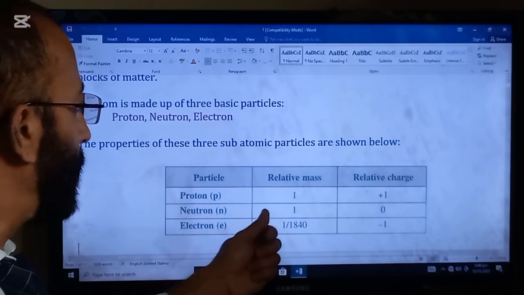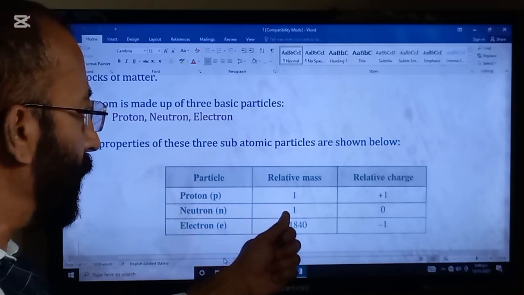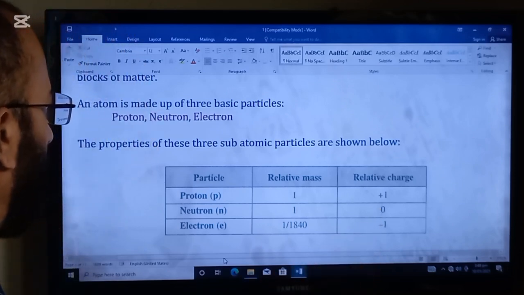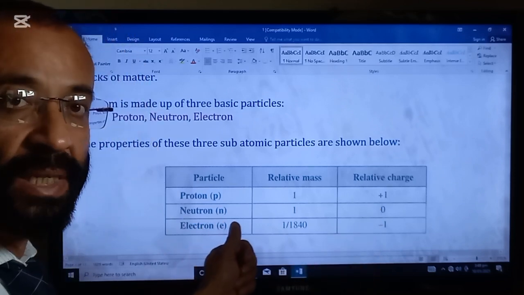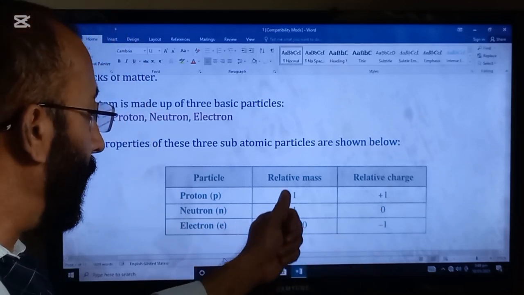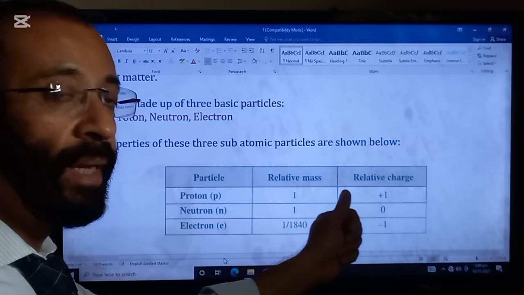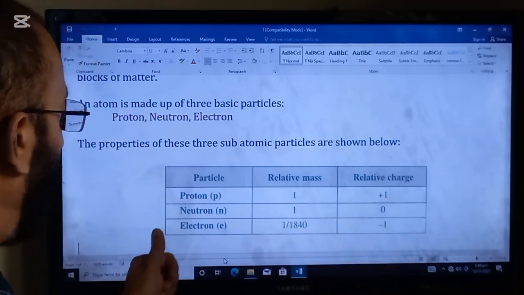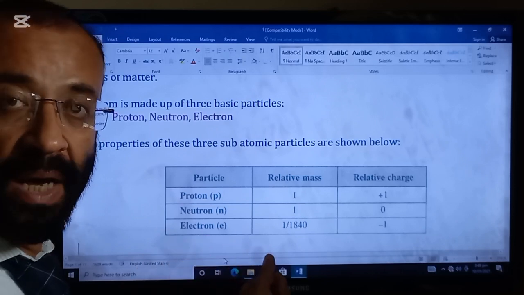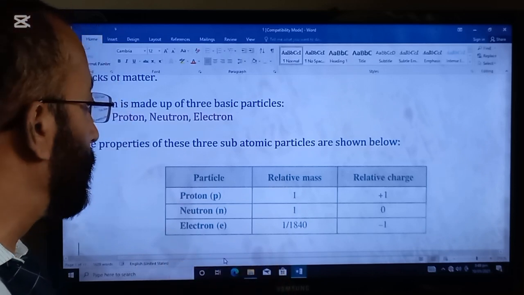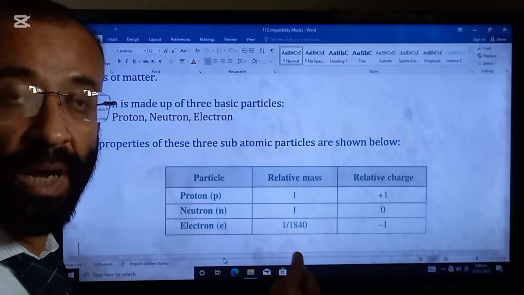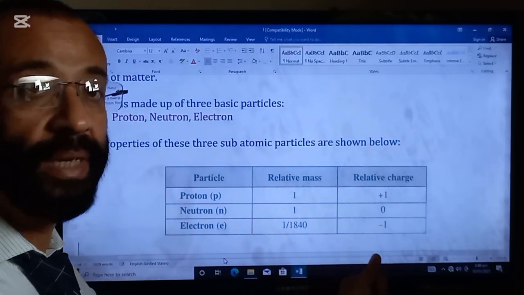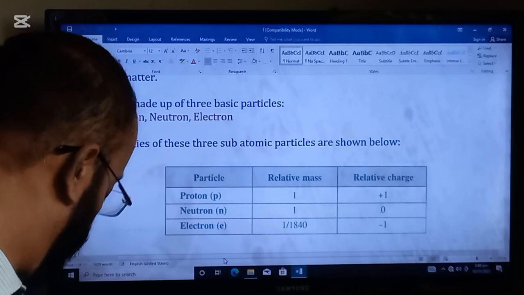Proton, its relative mass is 1. Relative charge is +1. Neutron, represented by small n. Relative mass is 1. Relative charge is 0. Electron, represented by small e. Relative mass is 1 by 1840 and relative charge is -1.